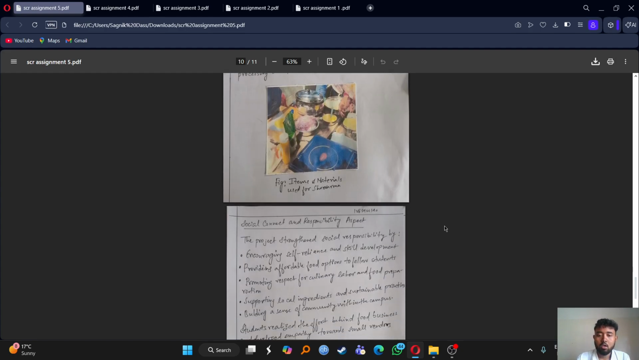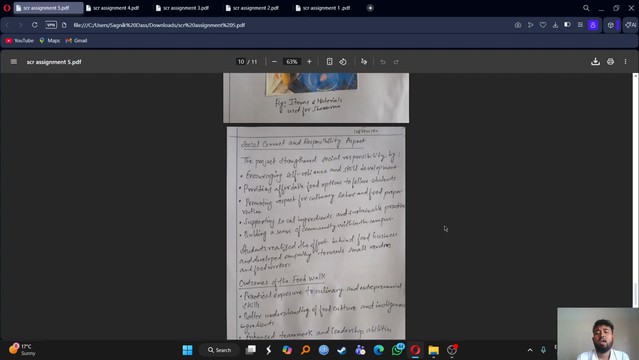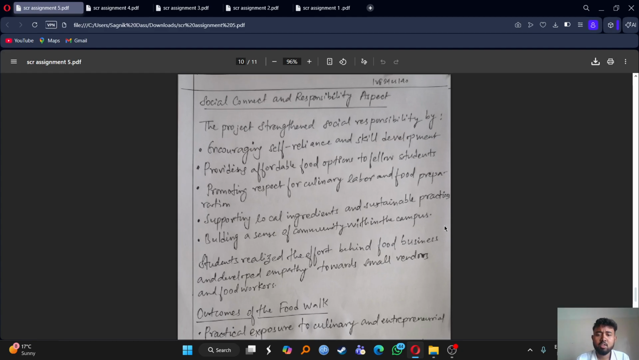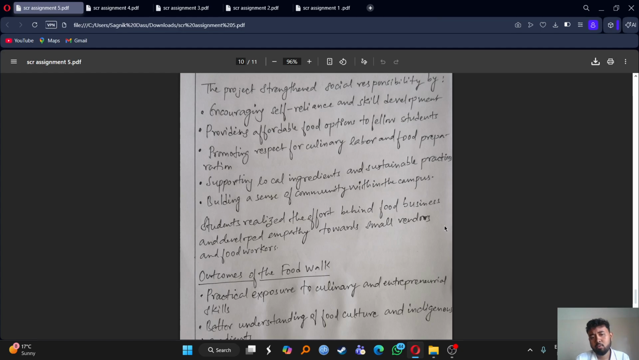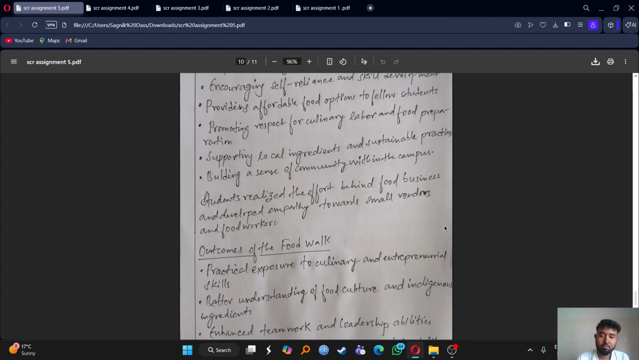As a part of social connect and responsibility aspect, encouraging self-reliance, skill development, providing affordable food options to fellow students, promoting respect for culinary labor and food preparation. Yes, we got the result of our labor as well. We got a profit of around 100 rupees as a whole. We didn't expect that, but still we got 100 rupees as profit from that activity.